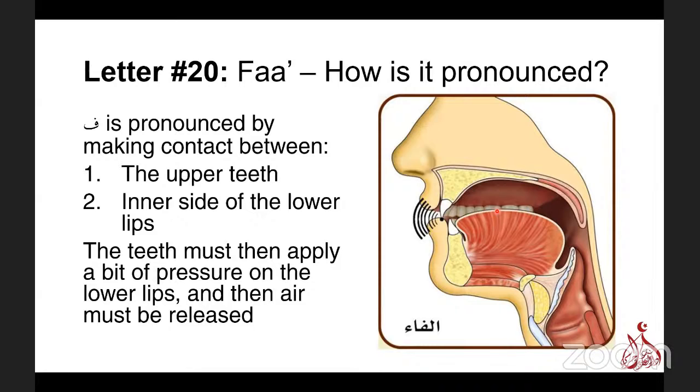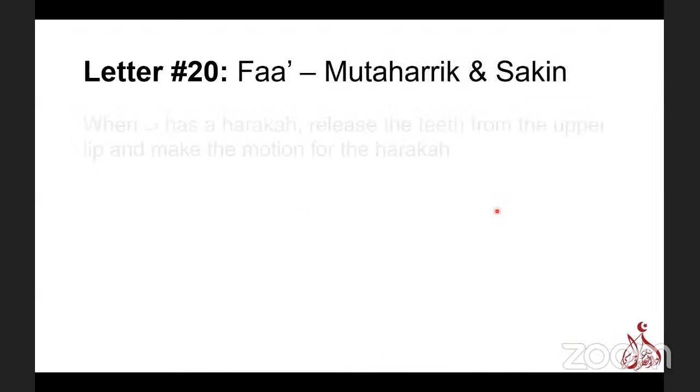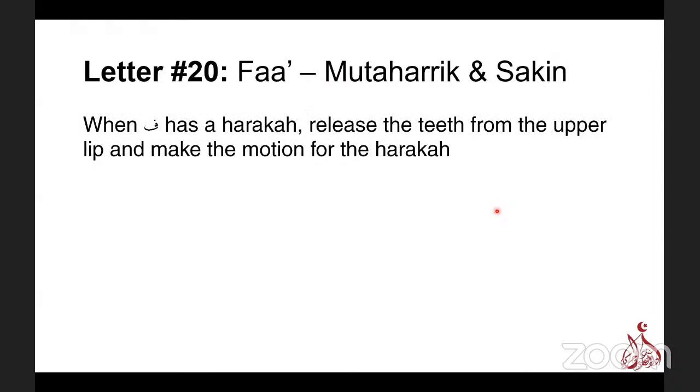Since we have the letter F in the English language, it's pretty easy to duplicate the letter Fa. That's as complicated as the letter Fa gets. So let's move on quickly to the examples. When Fa has a haraka, we release the teeth from the lower lip, and then we make the motion for the haraka.